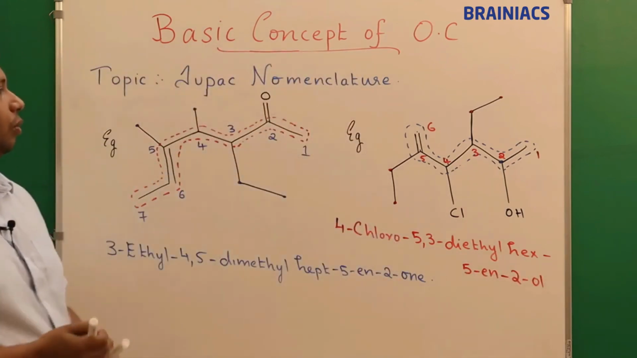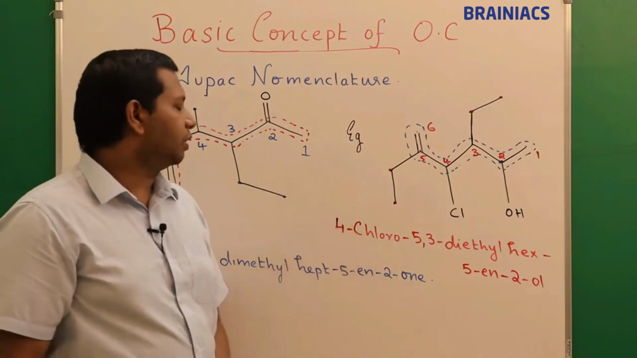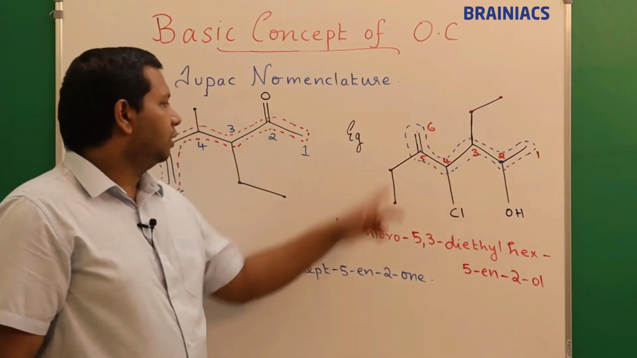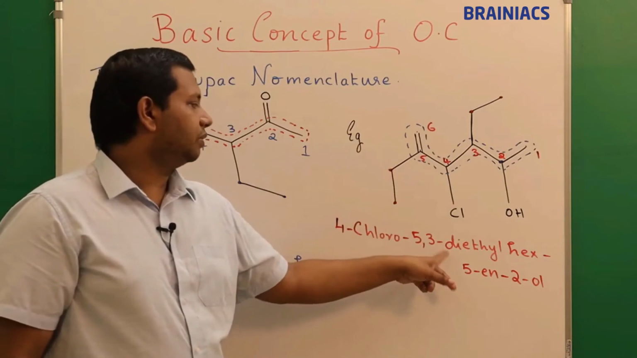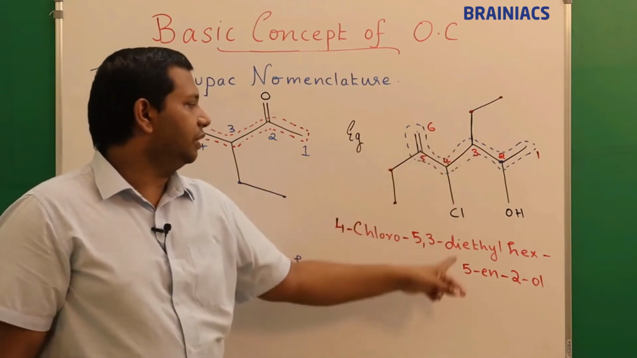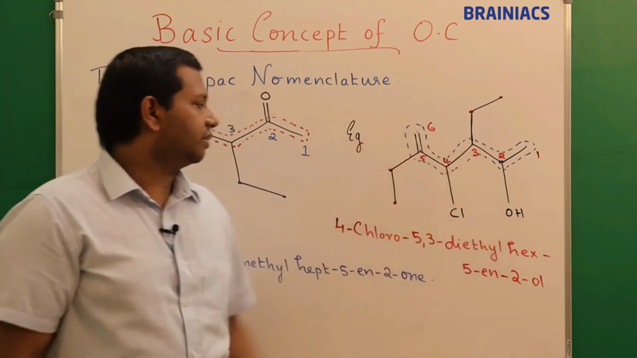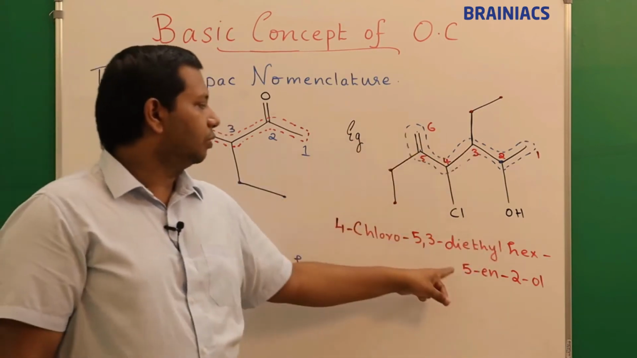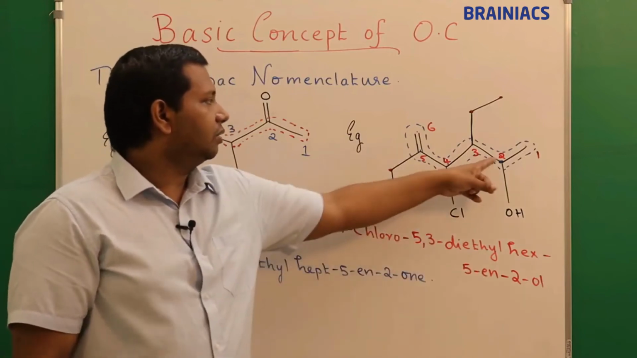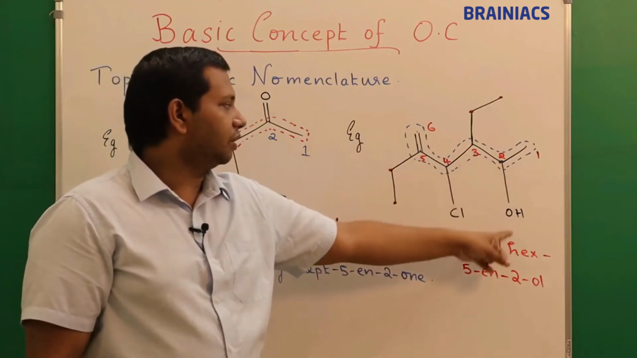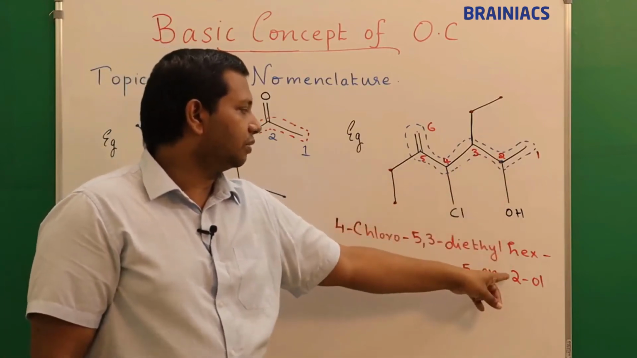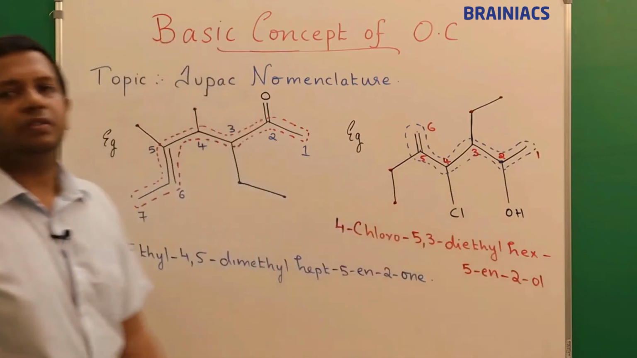4-chloro, correct? Alphabetically chloro will come first. So 4-chloro, then 5 comma 3. I told you, always, if they are the same, you should put diethyl. 6 carbon atoms in the parent carbon chain. So hex, at 5th position there is a double bond. So hex-5-ene. Then at secondary suffix, a functional group is there, that at position 2. So hex-5-en-2-ol. So this is the way you need to name it.